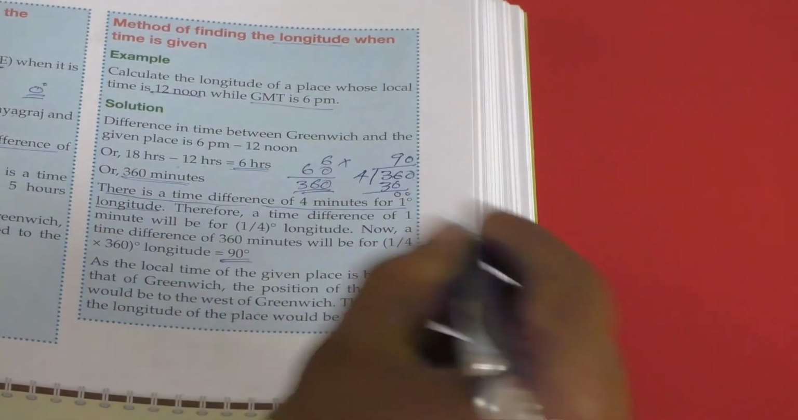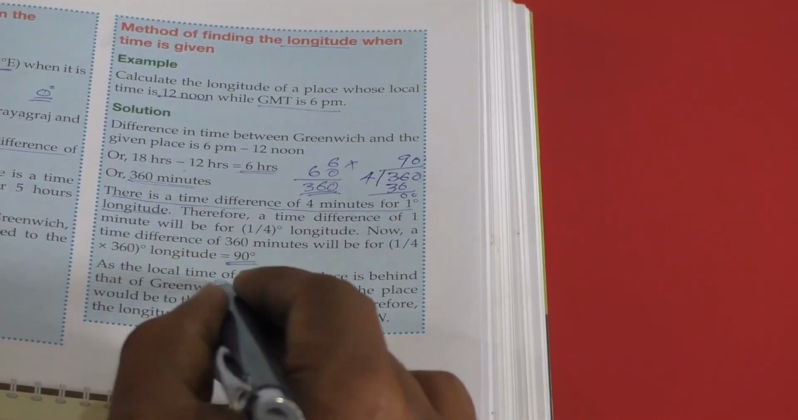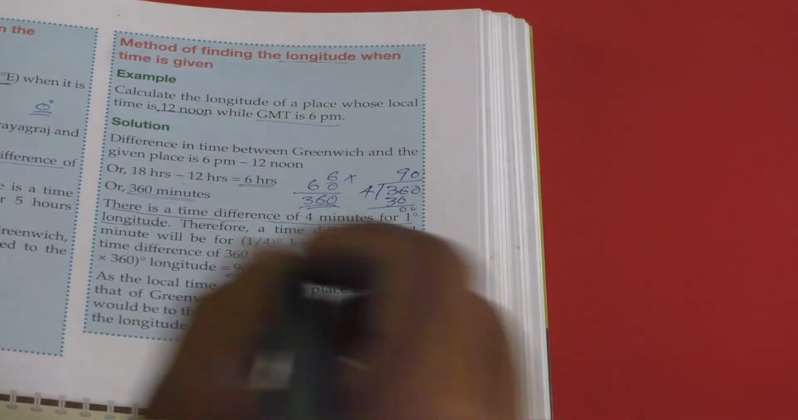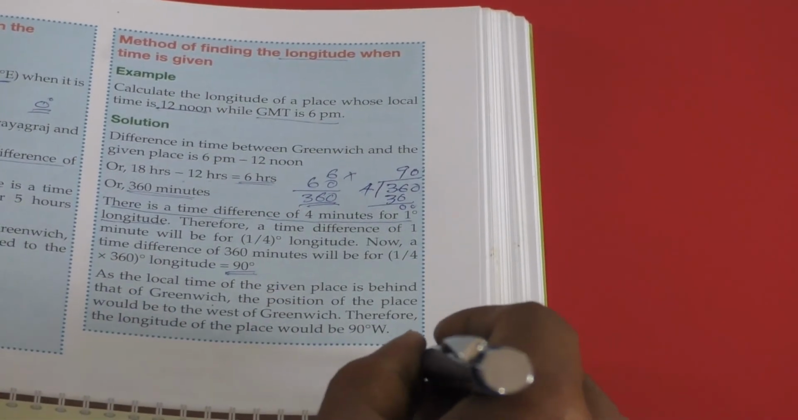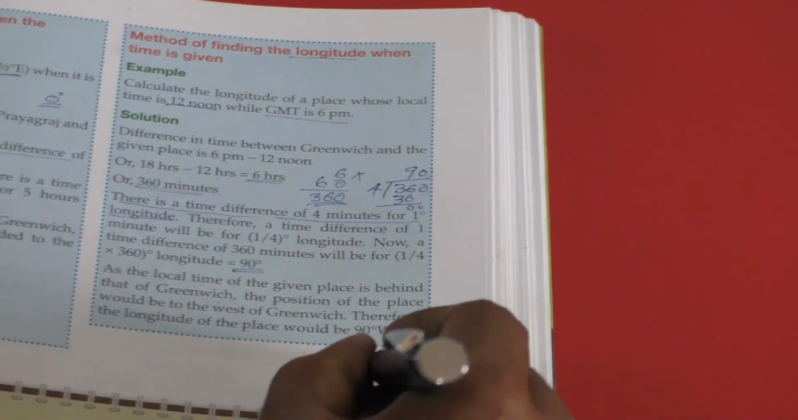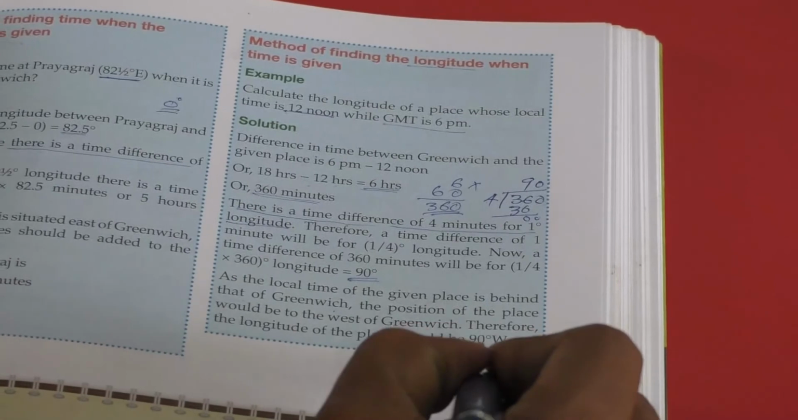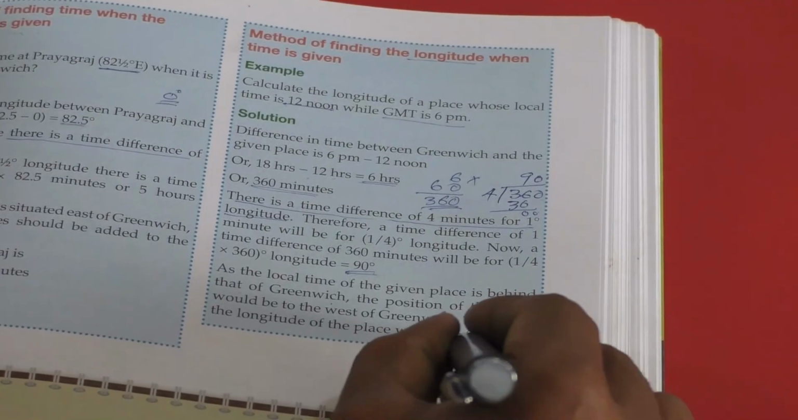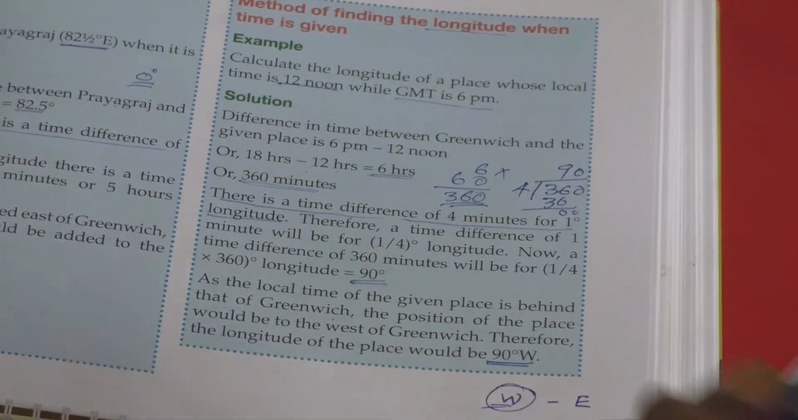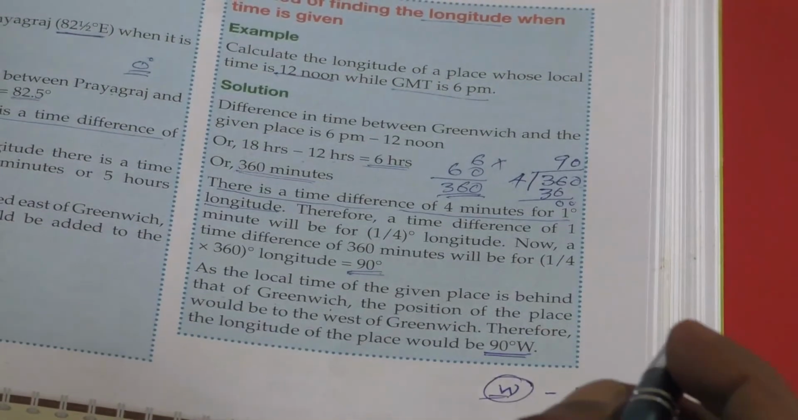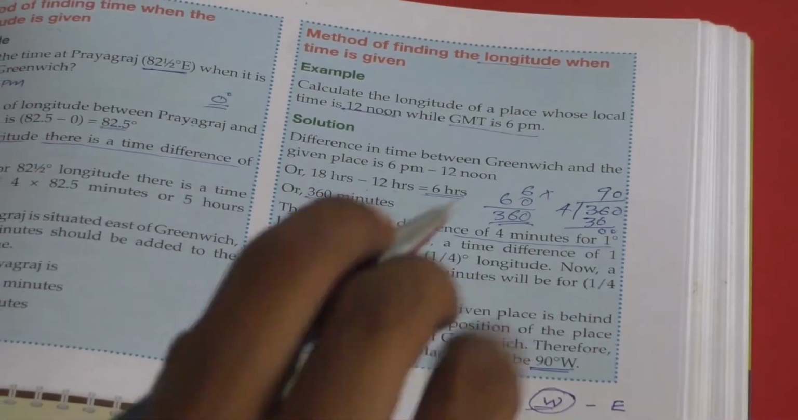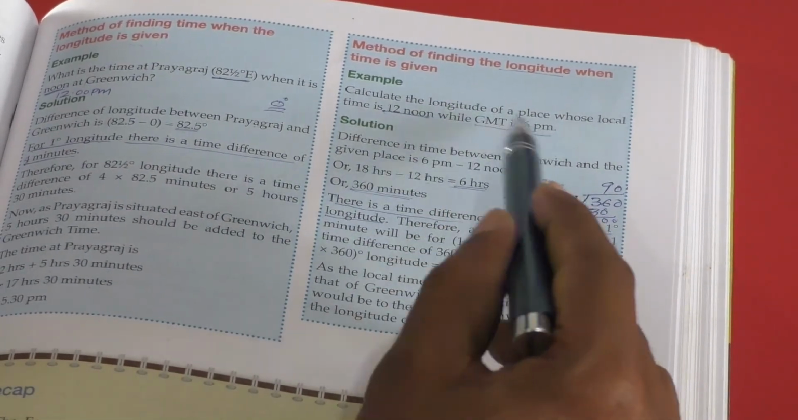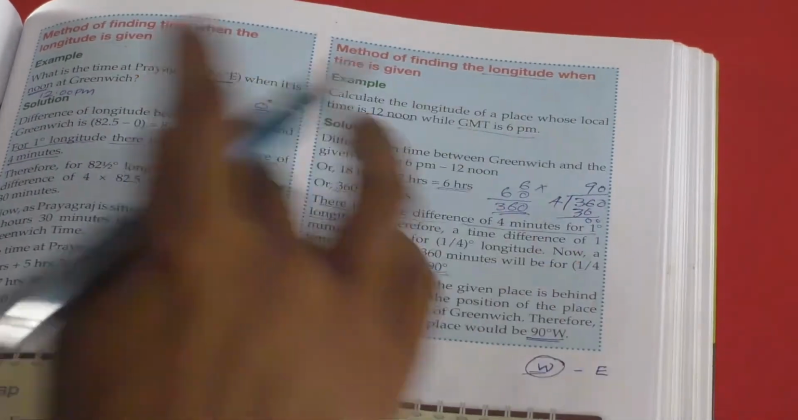Now see whether it is east or west. As the local time of the given place is behind that of Greenwich, it is west. If it is ahead, we add; addition for east, subtraction for west. Since it is behind, obviously it will be west. Therefore, the longitude of the place is 90 degree west, since it is behind the Greenwich time. Got it? So please do more examples like this. You can give variations in the time and try by yourself to solve using both these methods.